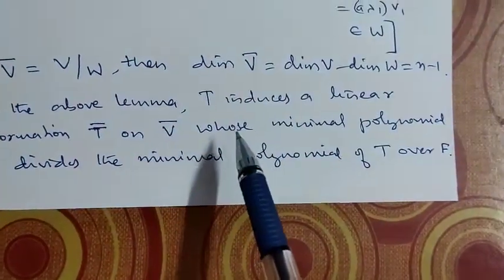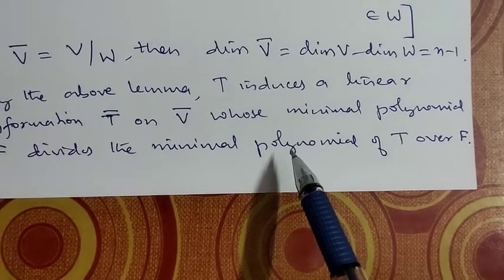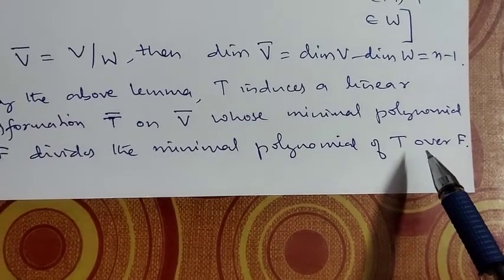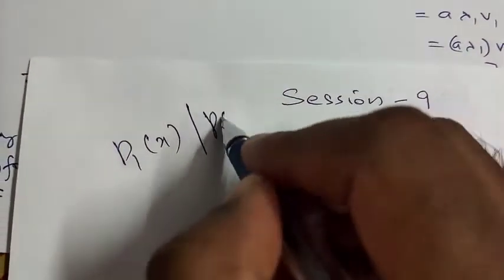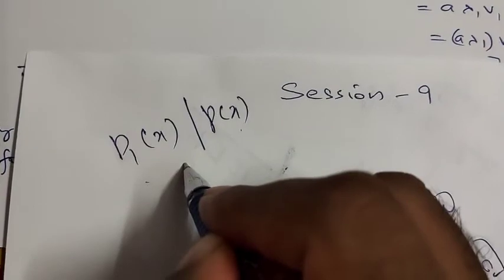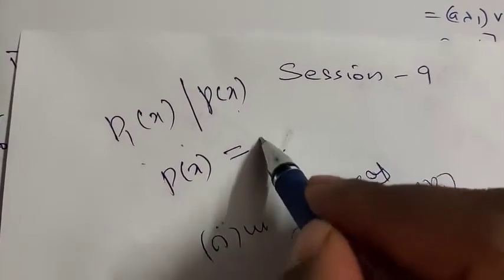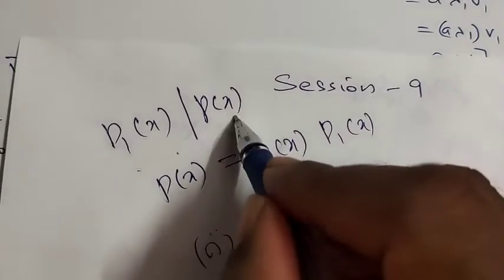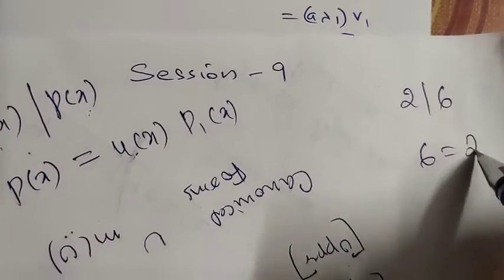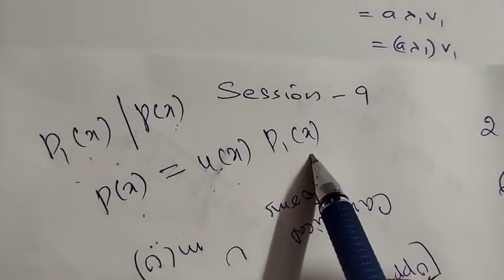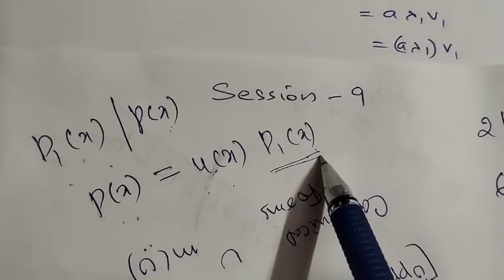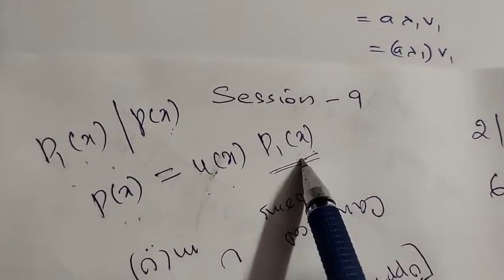So look here, if the minimal polynomial of T bar over F divides the minimal polynomial of T over F, means what? Say if p1 of x divides p of x, where p of x is the minimal polynomial of T and p1 of x is the minimal polynomial of T bar, so this means p of x can be written as some u of x into p1 of x. Like 2 divides 6, 6 can be written as 2 into 3. Now if p1 of x is 0, definitely p of x is also 0, means the roots of p1 of x are also the roots of p of x.